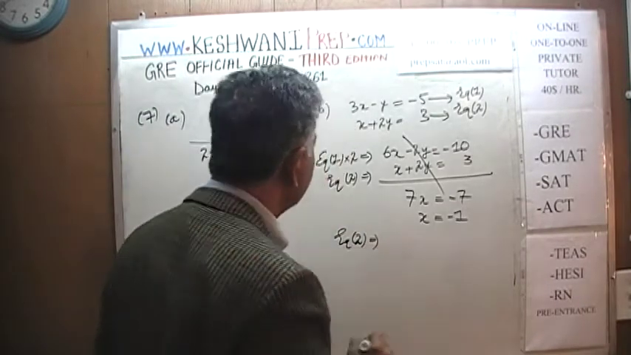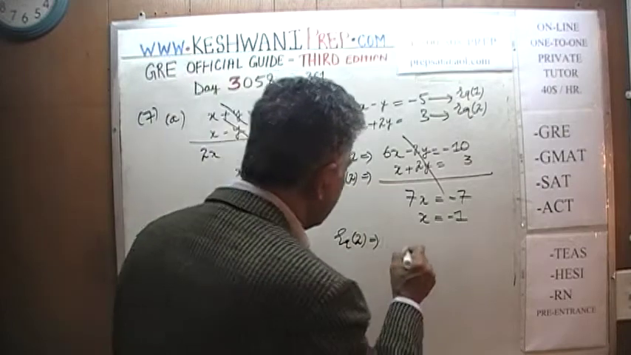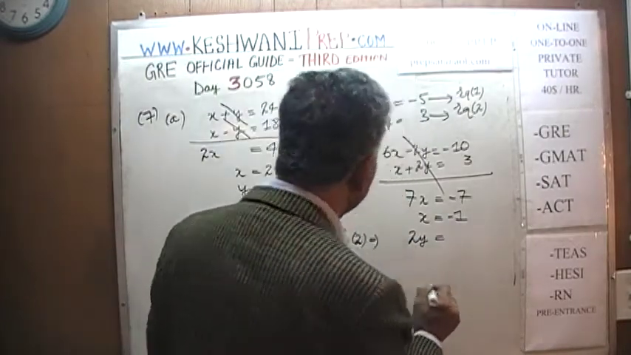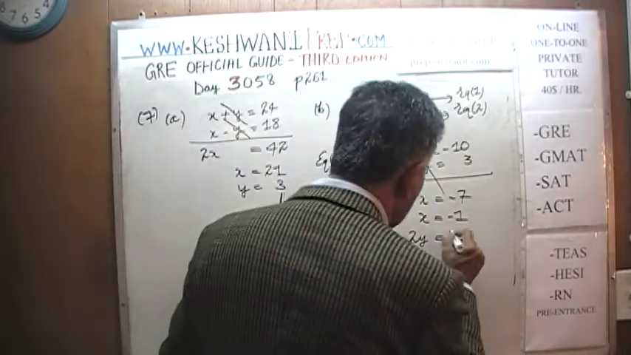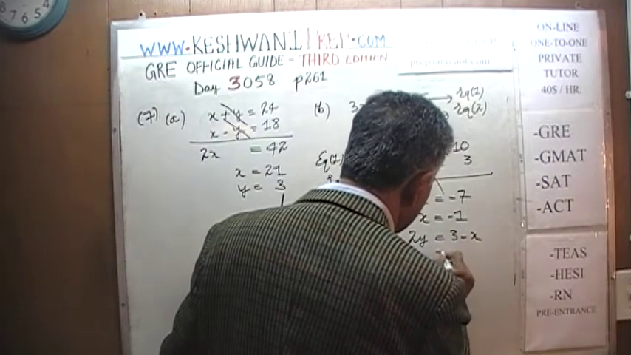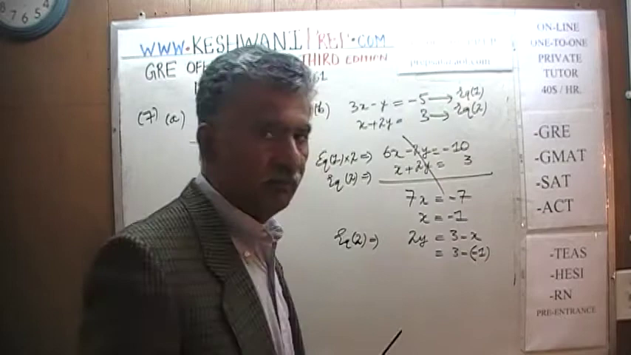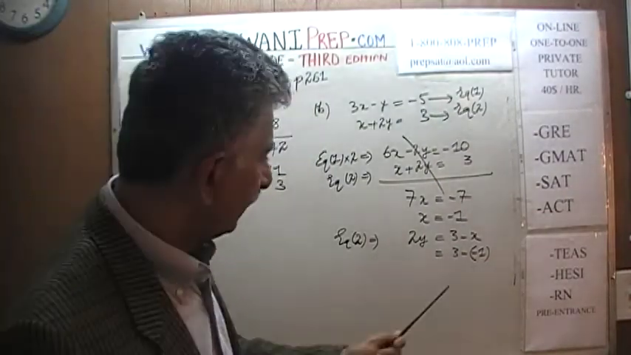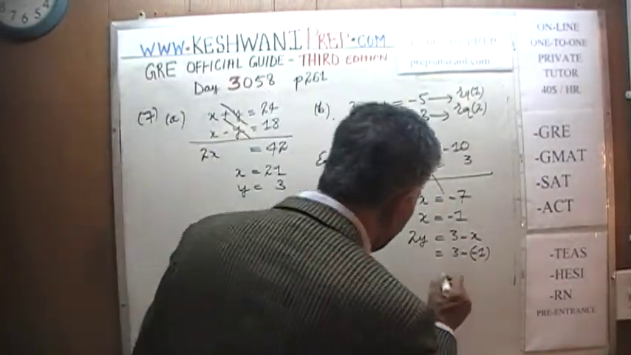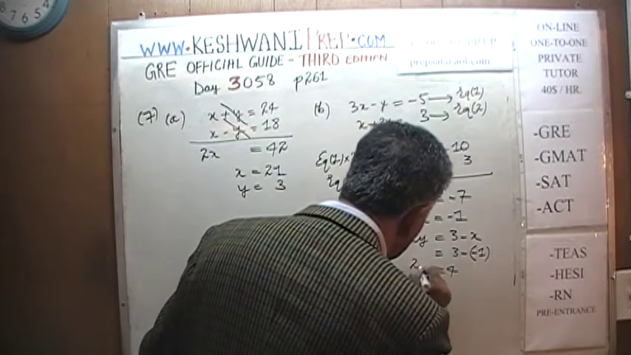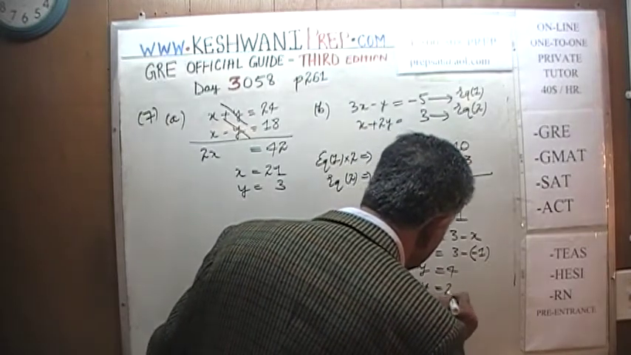Equation 2 tells us that 2y must equal 3 minus x, which we have found to be negative 1. 3 minus a negative 1 is going to give us 4. So 2y is equal to 4, which means y must be 2.